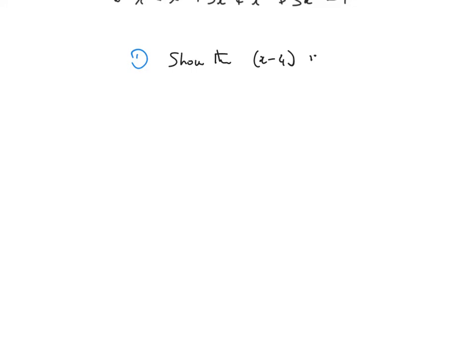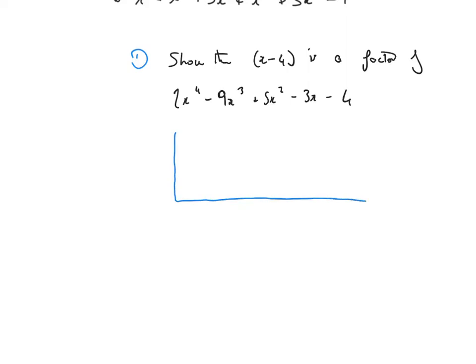Example 1, we're going to show that x minus 4 is a factor of 2x to the power 4 minus 9x cubed plus 5x squared minus 3x minus 4. Okay, now just go away with this one. There's a trick for doing this, and we set up this thing called synthetic division, which is this table.